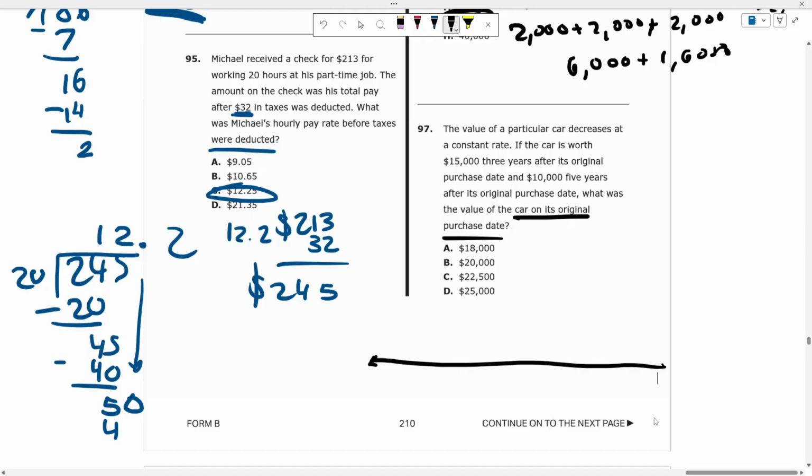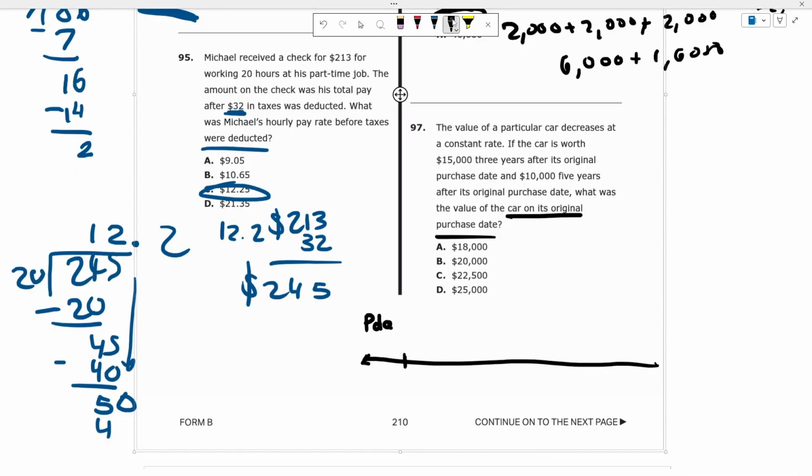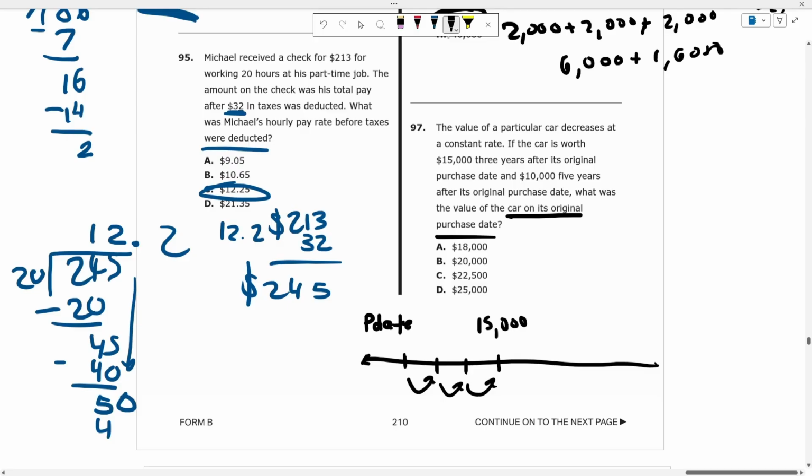So we know that, let's say the car was bought on this year. Okay, it's bought on this year. Then, 3 years after its original purchase date. So let's just say that this is the purchase date, okay? 3 years from that. So 1, 2, and 3, we know that it was worth $15,000, okay? So that's 3 years after the purchase date. Then we know that it's also equal to $10,000 5 years after original purchase date.